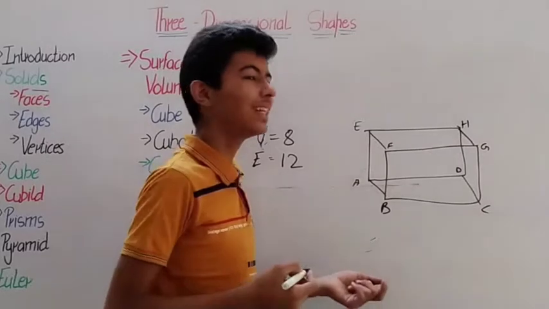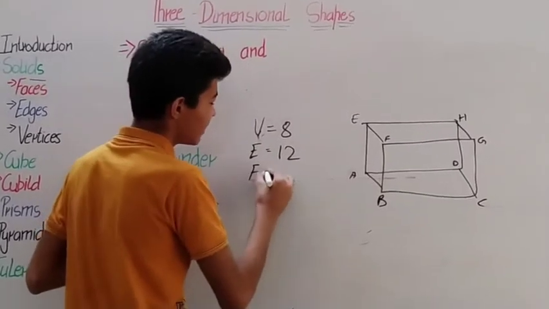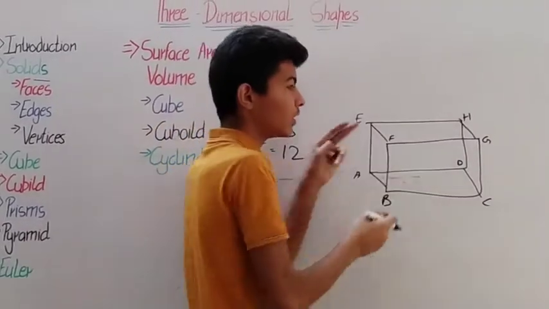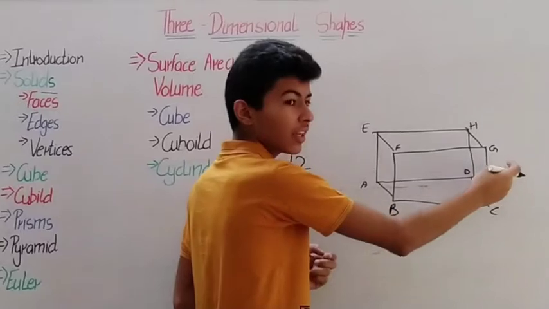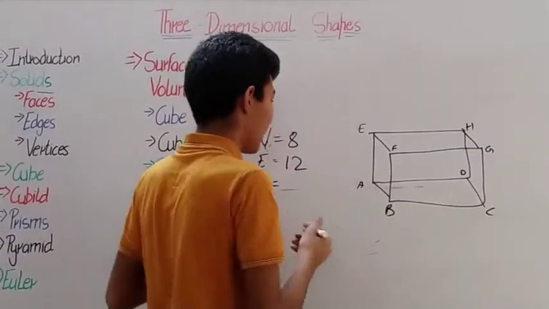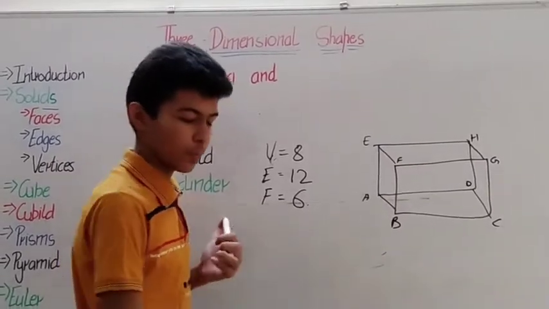So how many faces does it have? It has 1 on the top, 1 on the bottom, 1 on one side and 1 on the other side, 1 in the front and 1 in the back. So it has a total of 6 faces, as the cube.